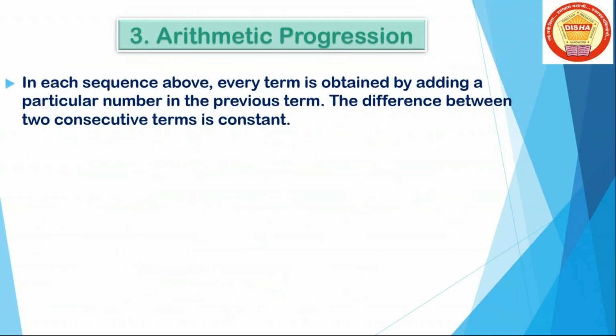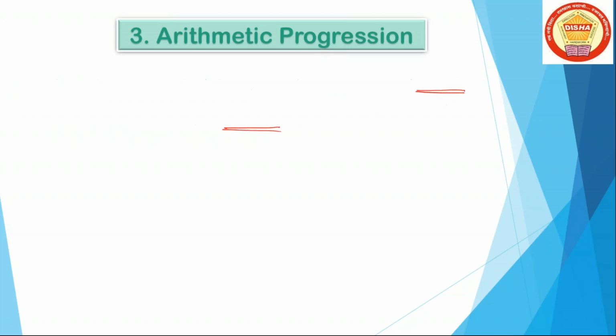Then see now. In each sequence above, every term is obtained by adding a particular number to the previous term. We added a particular number. Then the difference between two consecutive terms is a constant. See in the previous example.